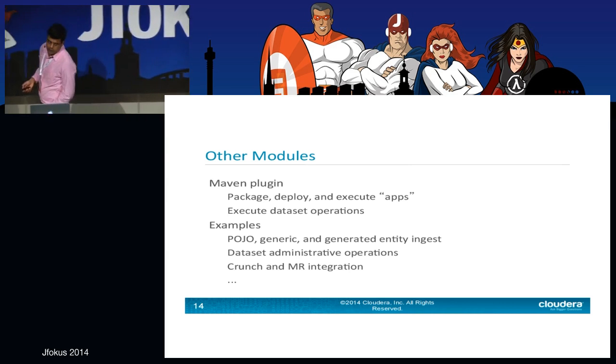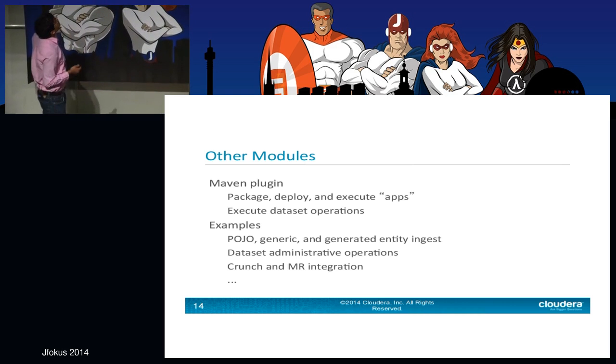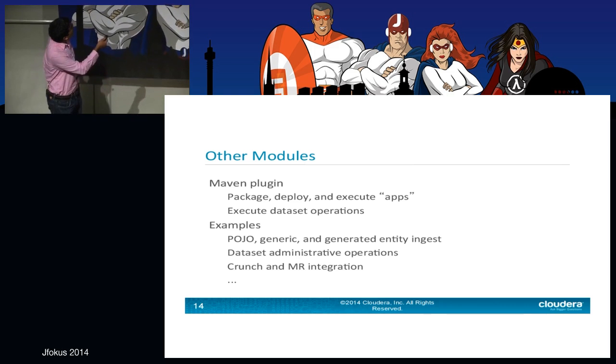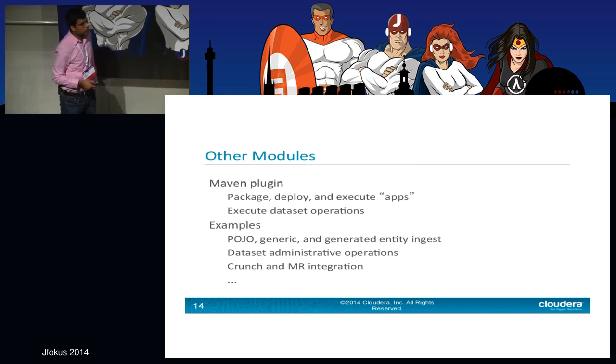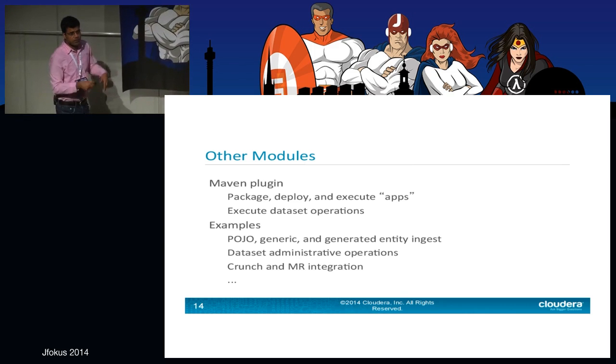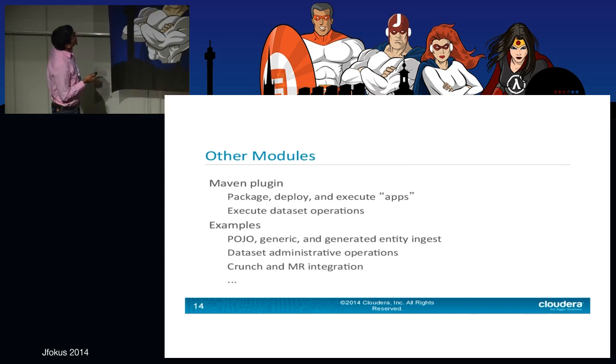All right, there are other modules. There's a Maven plugin which can allow you to package, deploy, and execute your custom applications. And there are other things that we have. So there's integration with Crunch and MapReduce, which means it's easy to write cron jobs. Crunch is kind of like Cascading. It's a library that allows you to run workflows on top of Hadoop. And then there are administrative tools and operations you can do.